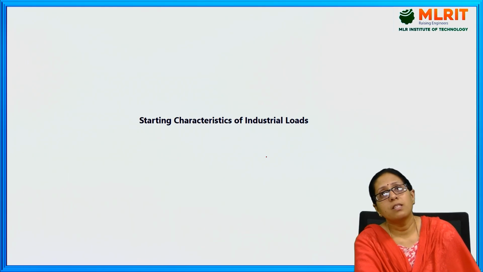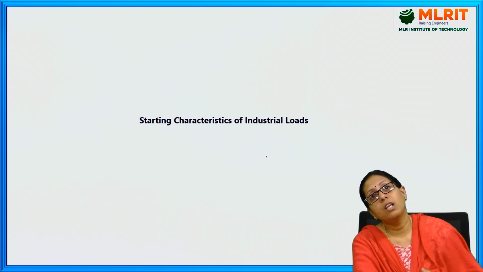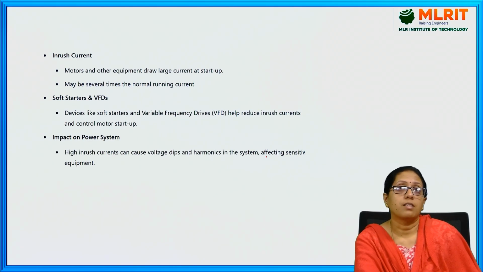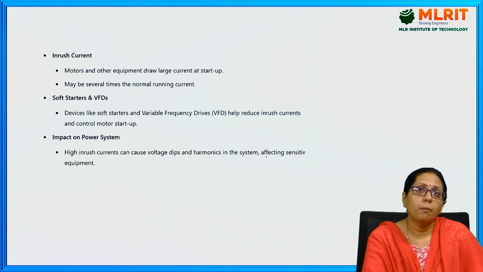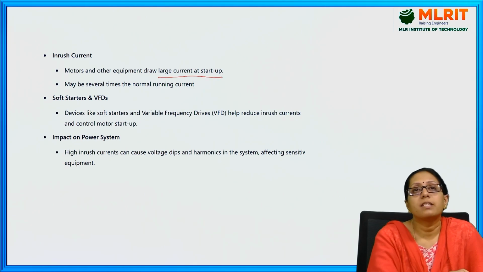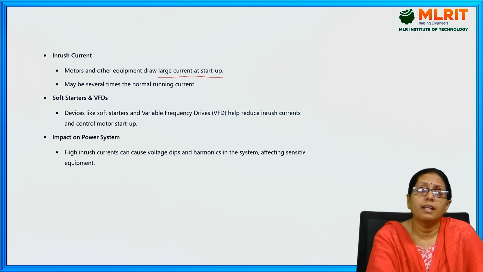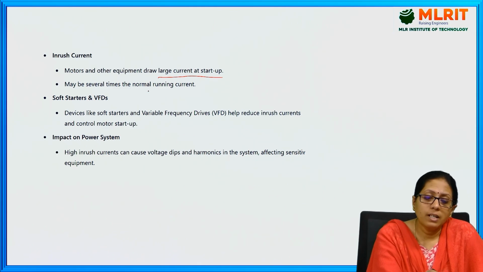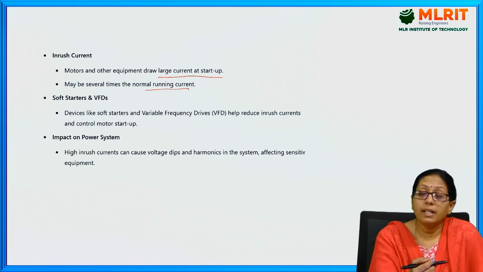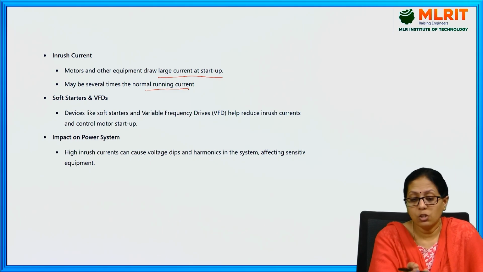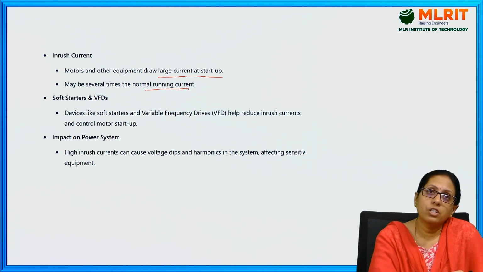The next one is starting characteristics of industrial loads. What are the starting characteristics? First one is inrush current. Inrush current means motors and other equipment draw larger currents at startup. During the starting of a motor, it will draw a larger amount of current, maybe several times the normal running current, and during running conditions also, in some cases, it may draw more current.